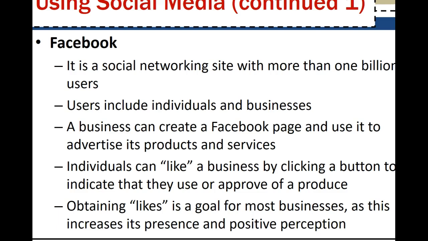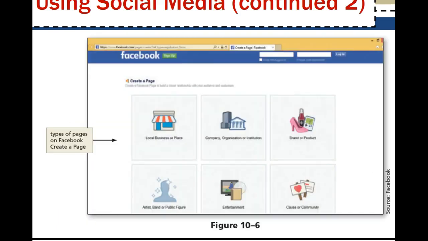And then individuals can like a business by clicking on a button to indicate that they like those products. So obtaining likes is a goal for most businesses, and this can increase their presence and positive interaction. That's why you see a lot of people advertising and saying, for liking this, we are going to give you some offers or something like that, because they want to show that they are very popular in the community.